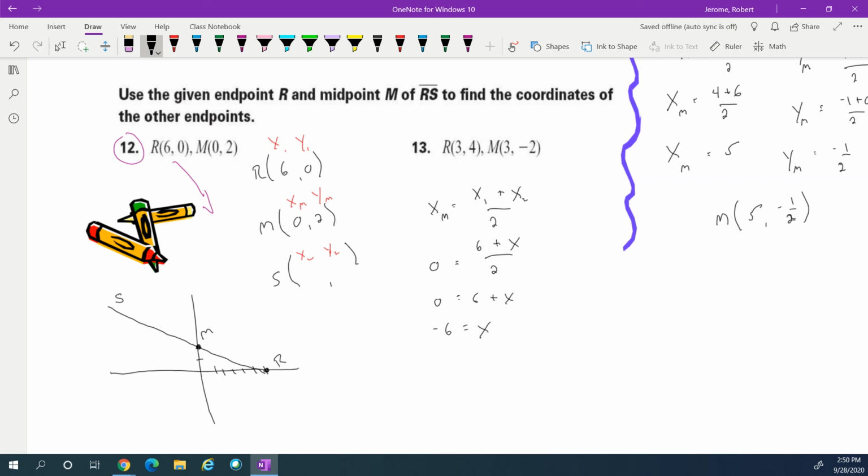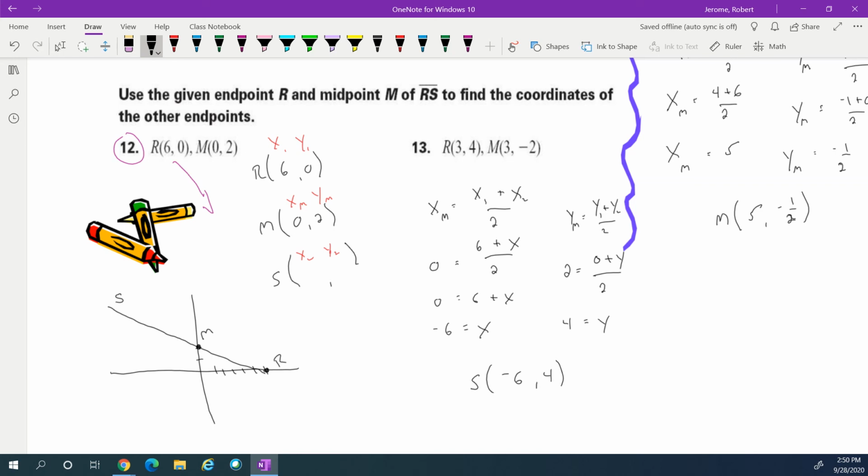And now I'm going to do it again for the y's. So again, y middle, y1 plus y2 over 2. The y of the middle, they gave us is 2. Y from the first end is 0. The other y we're looking for. So I got 4. So the point we're looking for is S. It looks like I got negative 6, 4.